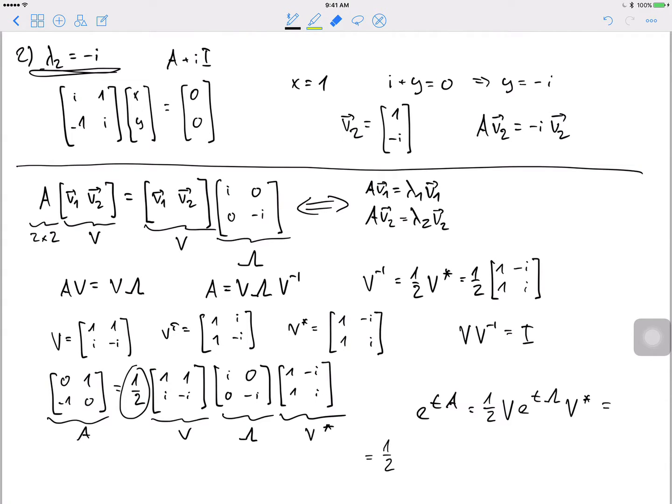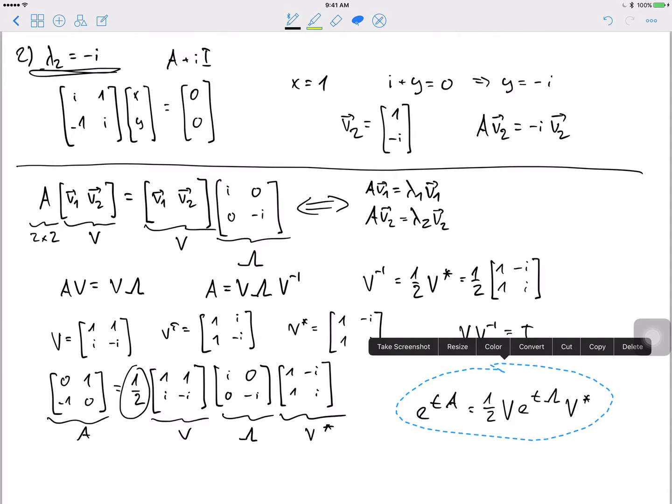Let me move on to another page. Let's do this trick here. Oops, didn't work. Copy. Oh, come on. Paste. And we'll continue from here, okay? So what we are going to do, we are going to plug there the values of the matrices. So we know what V is. V is 1, 1, i, minus i.